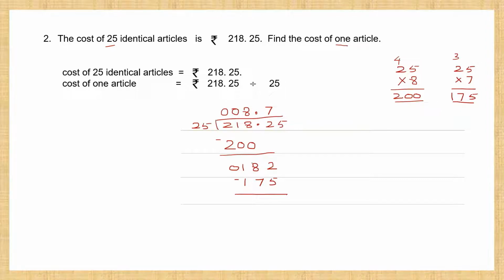2 minus 5, we cannot do, so I'm going to borrow. 12 minus 5 will be 7. 7 minus 7 is 0. 1 minus 1 is 0. Now I have the last digit to bring down, which is 5. Now my number is 75. 25 threes are 75. Minus. Okay, so we have completed our division. So now we have found the cost of one article, which is 8 rupees and 73 paise.